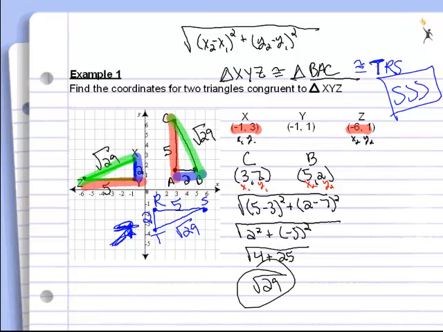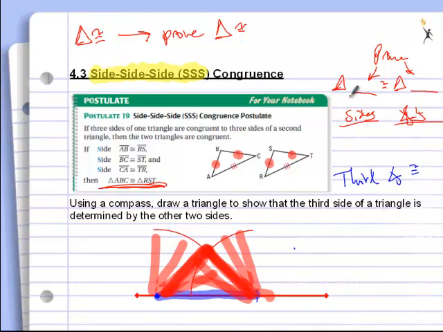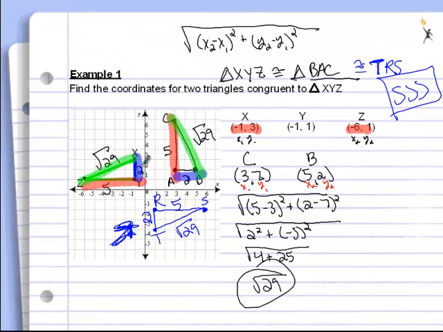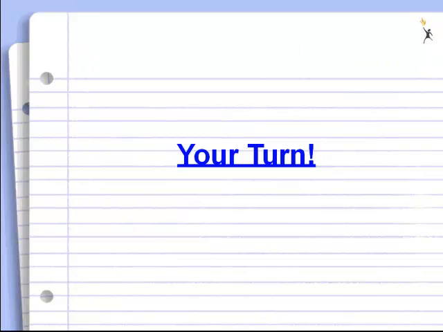Remember, so far, we've told you the triangles are congruent. Now you have to prove the triangles are congruent. Before you can say that triangle blank is congruent to triangle blank, you have to prove that all three sides are congruent. We just did that. We proved all three sides are congruent. Now, this is your turn. Let's take a look at your homework.